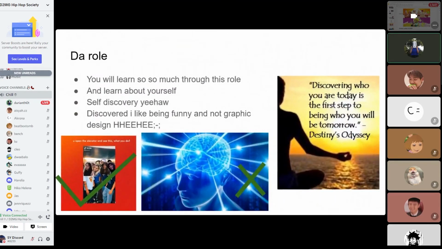Okay, and so the role. This is some other stuff about the role. Like you will learn a lot about yourself through this role. So basically what I learned, like my self-discovery, was that I liked being funny and I actually don't really like graphic design. So you see that meme over there? Like I like making memes, but I don't like using my brain. That's a bit unfortunate.